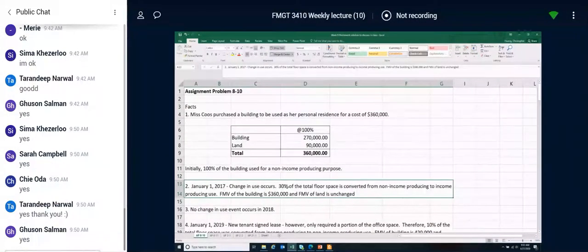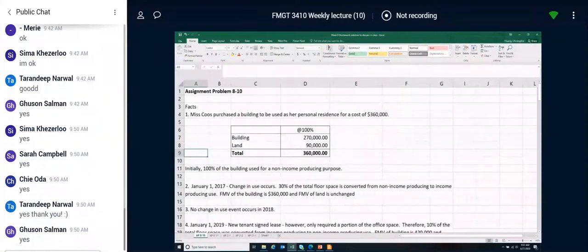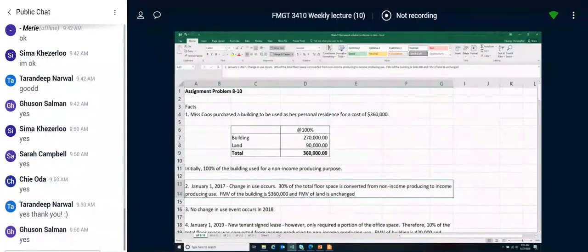Okay. So you have Miss Koo. This is assigned problem 8-10. I want to leave the best one for last. Okay. So Miss Koo purchased a building and she wanted to use it as her principal residence. She spent 360,000, and they tell you 90,000 is land, 270,000 is building. Okay, so 100% of this building is for a non-income producing purpose.